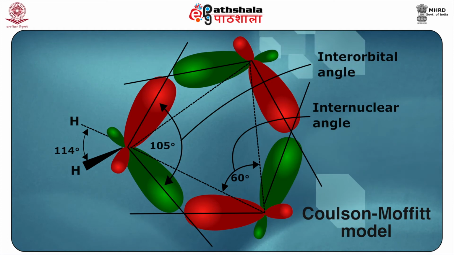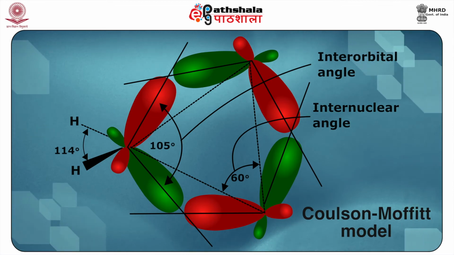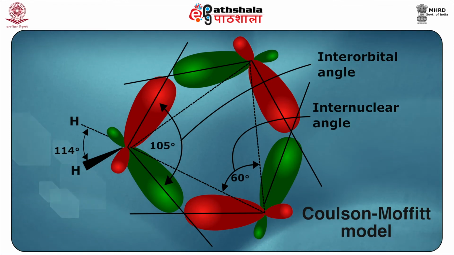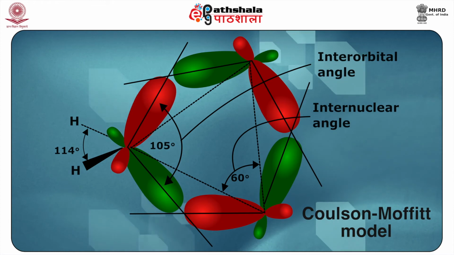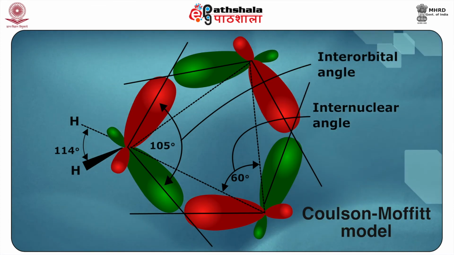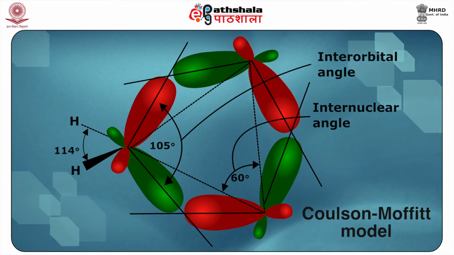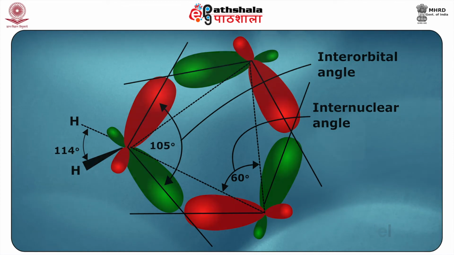So, you can see here in this Coulson-Moffitt model that although the internuclear angle is 60 degrees, because of the banana bond, these orbitals are protruding outside, the interorbital angle is around 105 degrees, and because of that the strain is slightly reduced, but there is still considerable strain, and that is why it will be undergoing the addition reaction to release that strain.